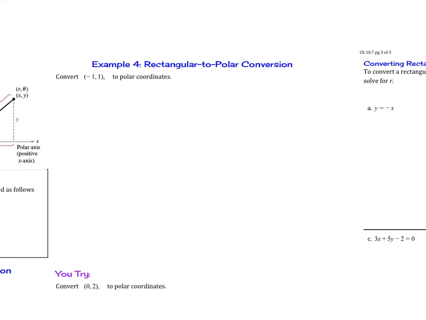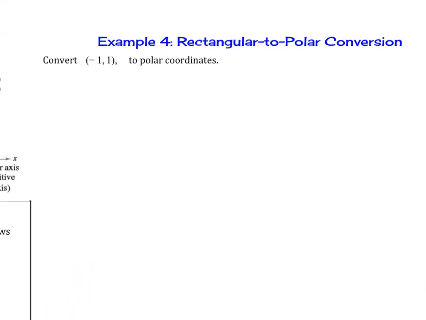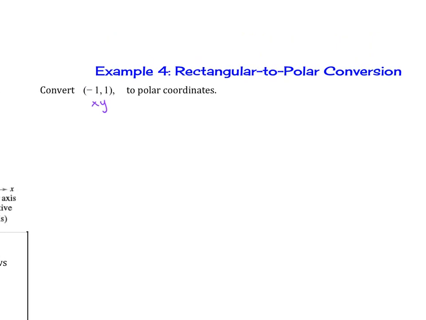So let's now go the other direction, from rectangular to polar. Convert (-1, 1) to polar coordinates. So we know that this is x and this is y. We need to remember to use tangent of theta is y over x. We also need to remember that r squared equals x squared plus y squared.